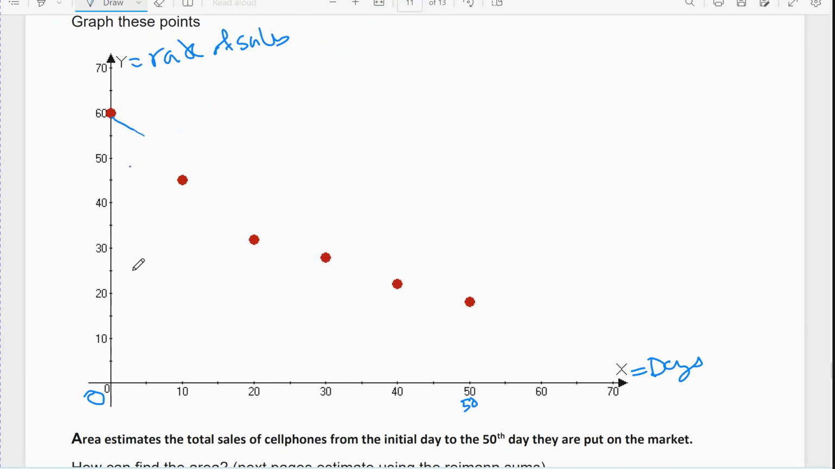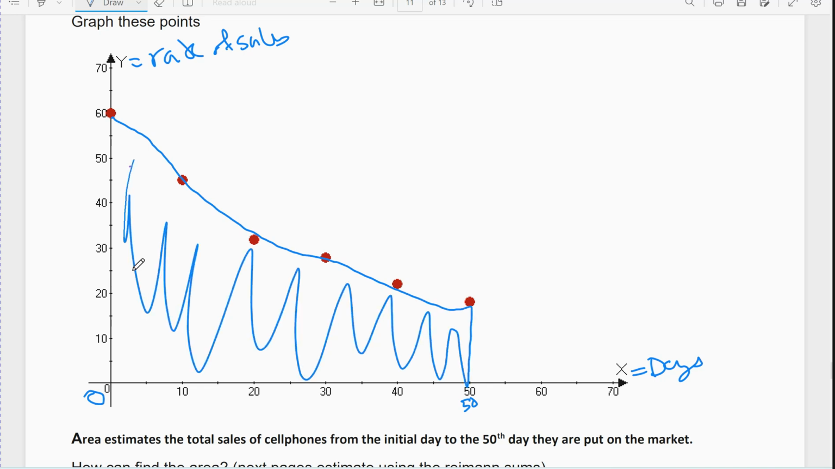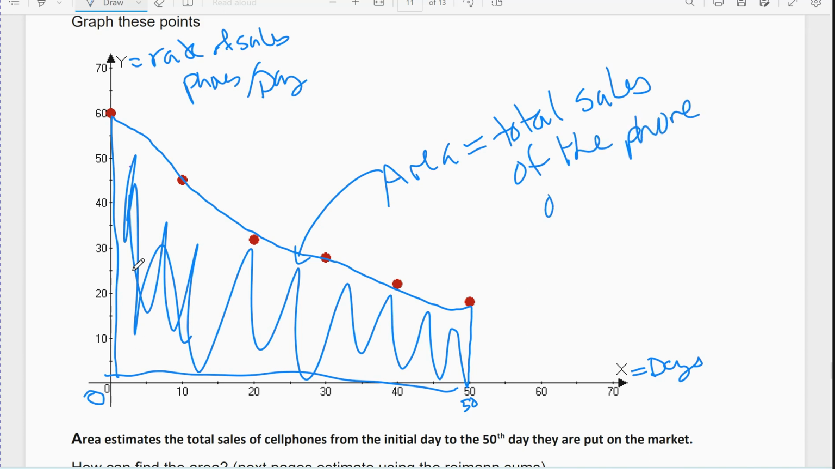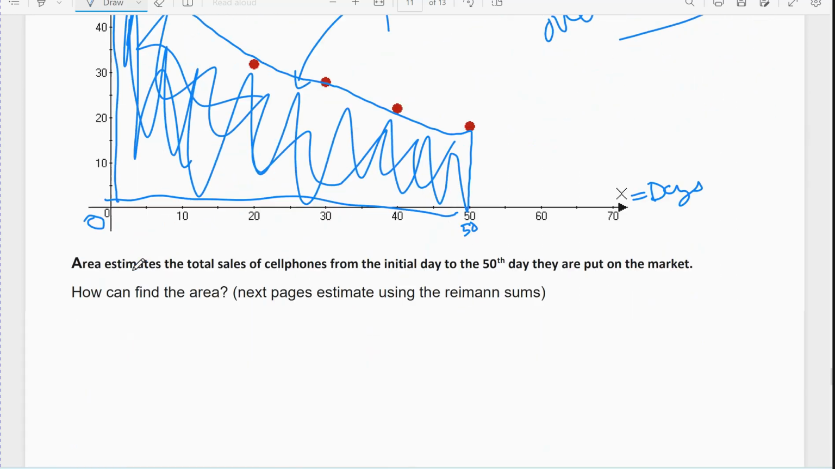And so if we were looking for the exact area, we would find this area here. This area would represent, because if we take rate of sales in phones per day, that would be the height of the area, and the length of the area would be days. The days would cancel out, and so the area would represent the total sales of the phone over the 50 days. So it would estimate the total sales of the cell phones over the initial 50 days.